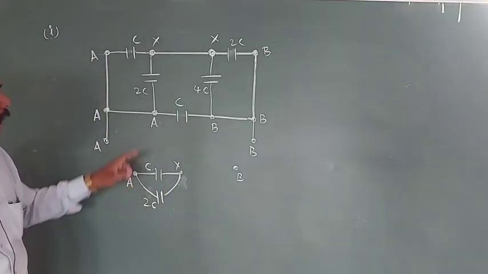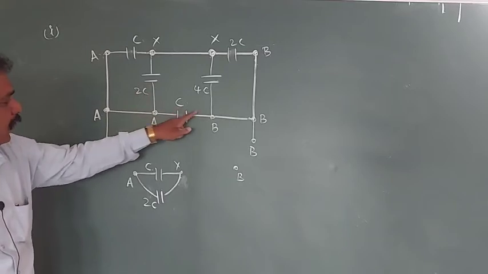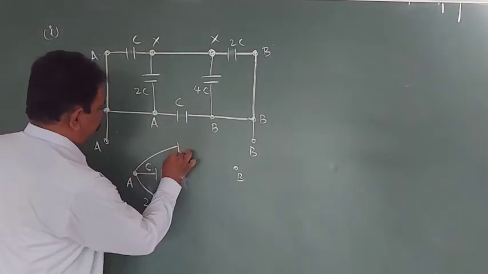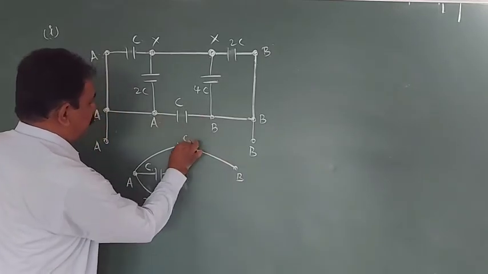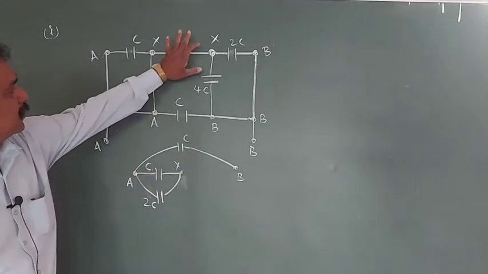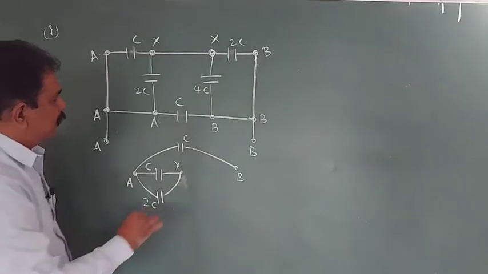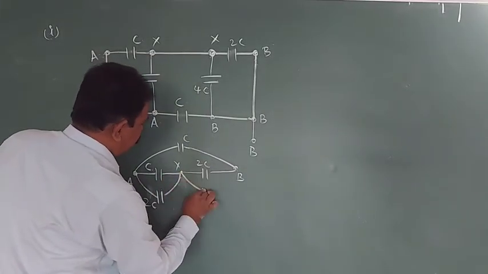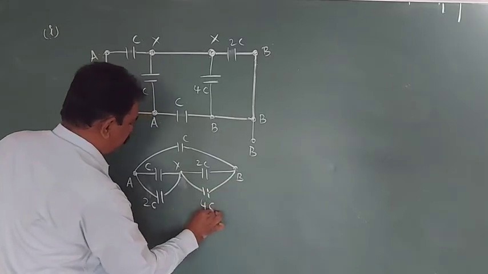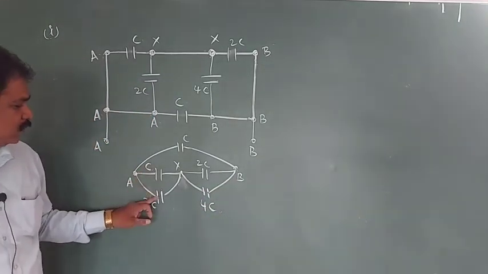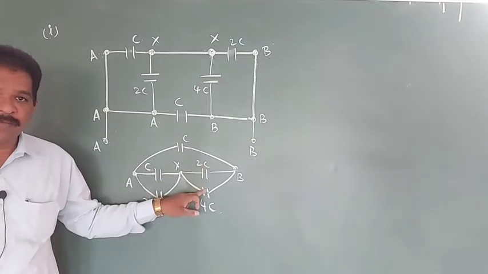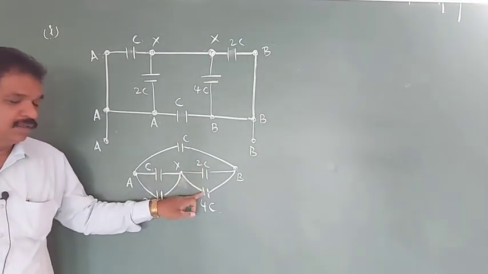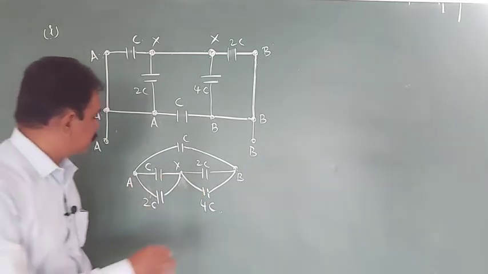Clear? Next, these two are completed. A to B, C. Next, X to B, X to B. So, X to B, this value will be 2C. X to B, this value will be 4C. So, these two will be in parallel. These two will be in parallel. Effective of this value is equal to 3C. This value is equal to 6C.